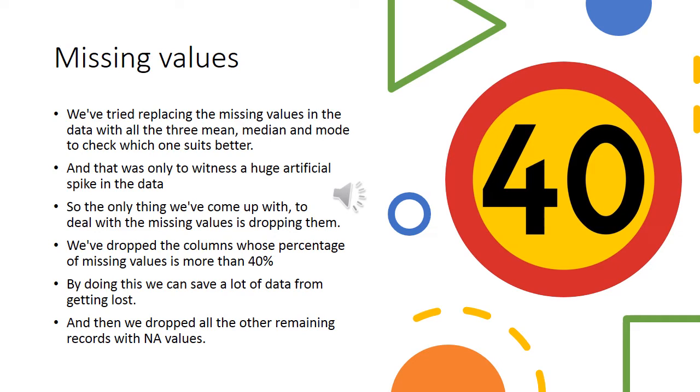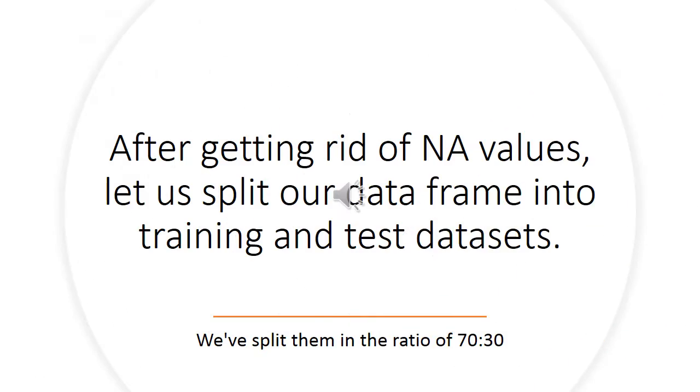We have dropped the columns whose percentage of missing values is more than 40%. By doing this, we can save a lot of data from getting lost. And then we dropped all the other remaining records with NA values. After getting rid of NA values, let us split our data frame into training and test datasets. We have split them in the ratio of 70:30.